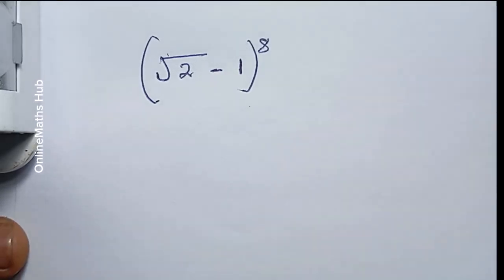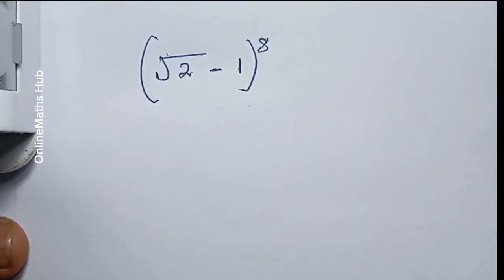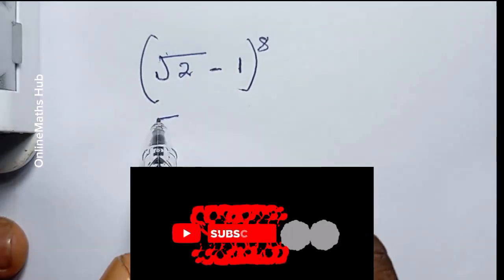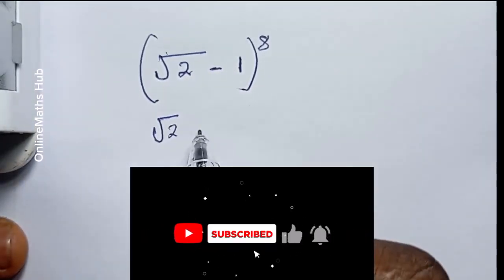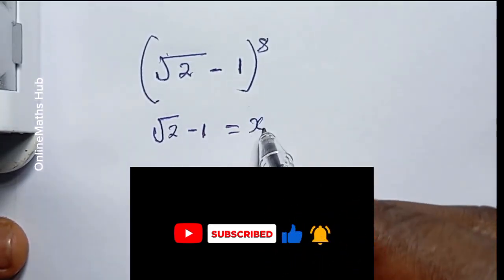So we want to find out the value of this expression right here. We're going to be solving that without the use of a calculator so that you actually see the simple trick for you to solve this even without the use of a calculator. Okay, so what I'm going to do is set this stuff inside the bracket, that is root 2 minus 1, to be equal to a variable, let's say x.